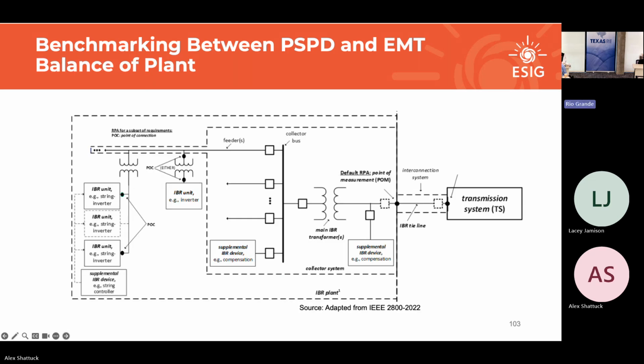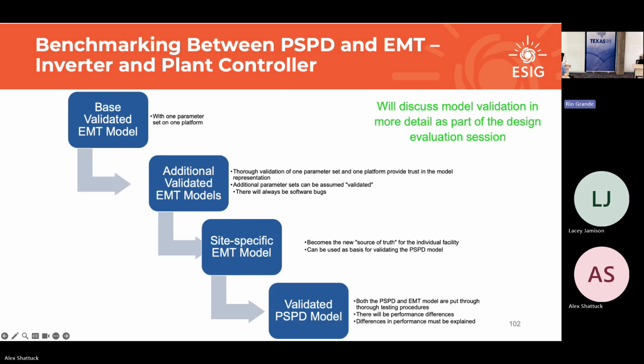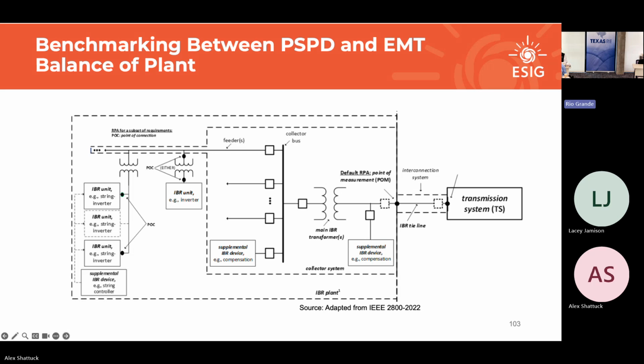All right, and then just a little bit of discussion here, because we talked about this benchmarking piece being mostly parameterization and testing and control parameters. There's another piece of benchmarking that is really kind of missed and is a really huge driver for a lot of differences in studied results between platforms and different people doing different studies, and that is the balance of plant. It's a lot of the time an afterthought.